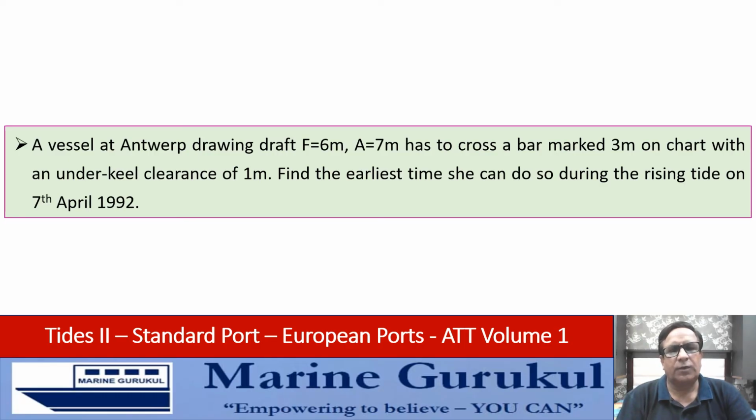A vessel at Antwerp, drawing 6 meters forward, 7 meters aft, has to cross a bar marked 3 meters on chart with an underkeel clearance of 1 meter. Find the earliest time she can do so during the rising tide on 7th April 1992.